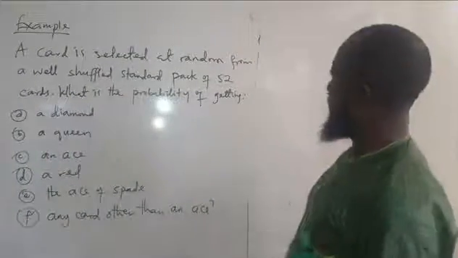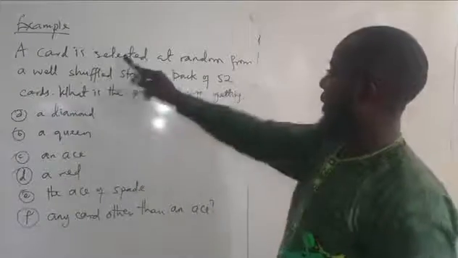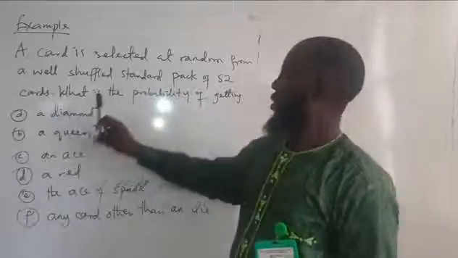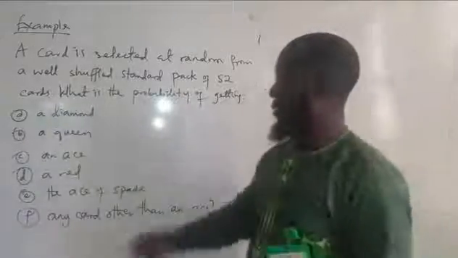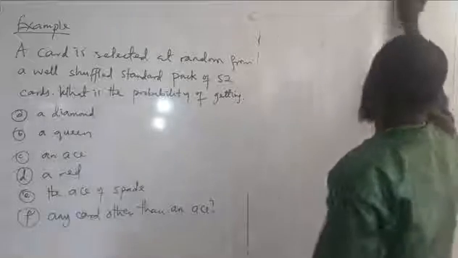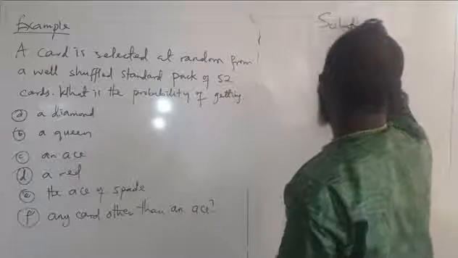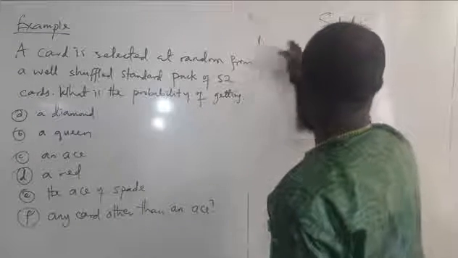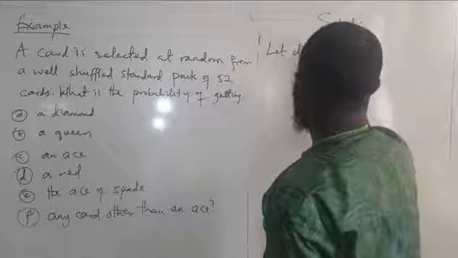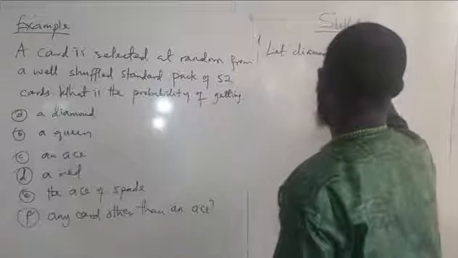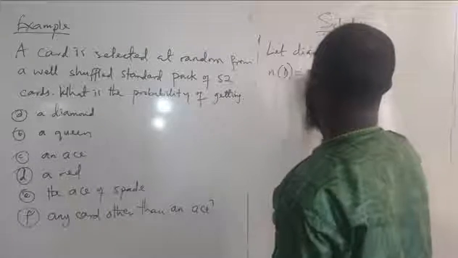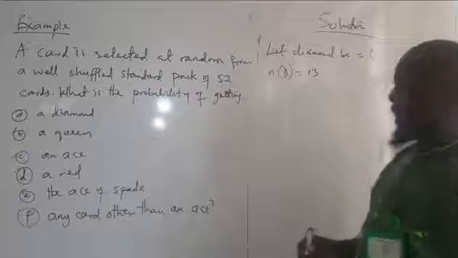Having gone through the explanation of our cards, let's look at this example we have shown on the slide. A card is selected at random from a well-shuffled standard pack of 52 cards. What is the probability of getting a diamond? And I've shown you earlier the diamonds in the solution here. The first thing you need to do, let the number of diamonds be G. So the number of diamonds now is how many? 13. We have 13 diamonds there.